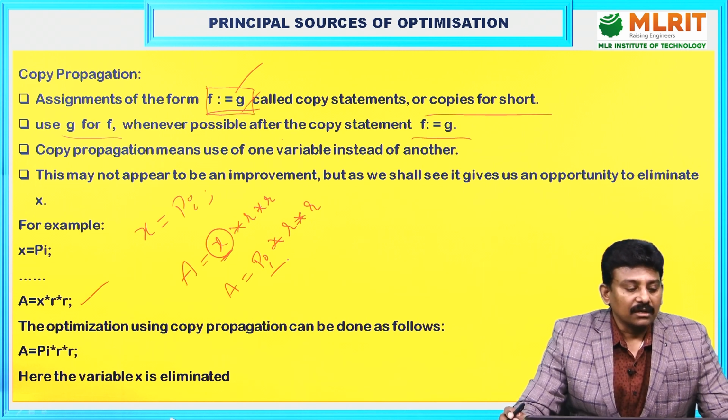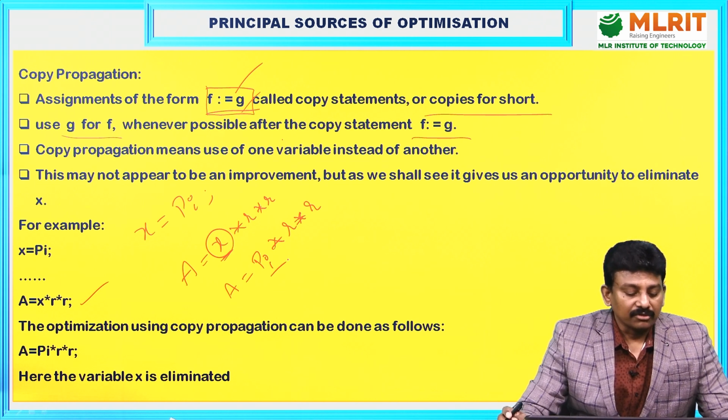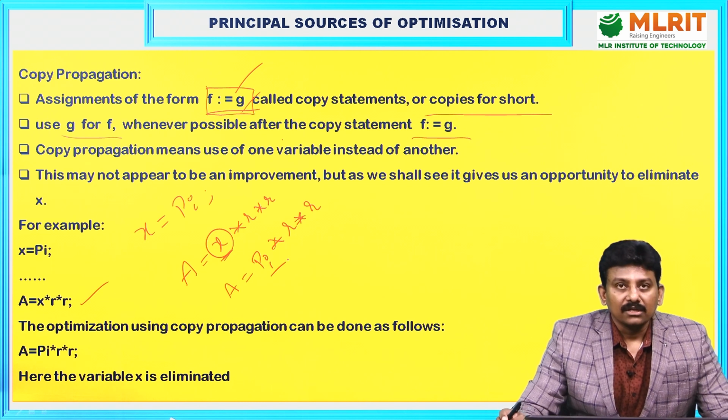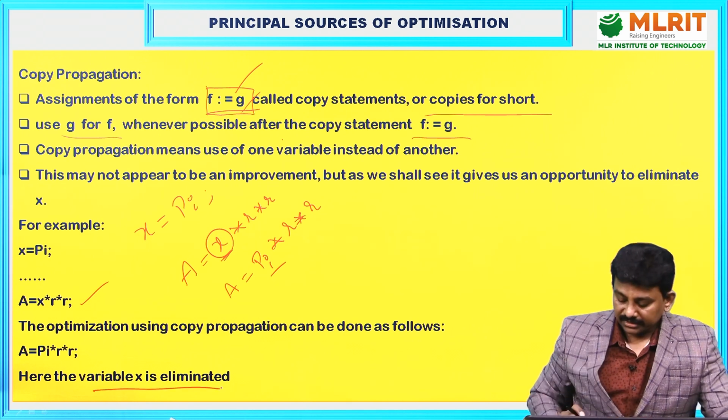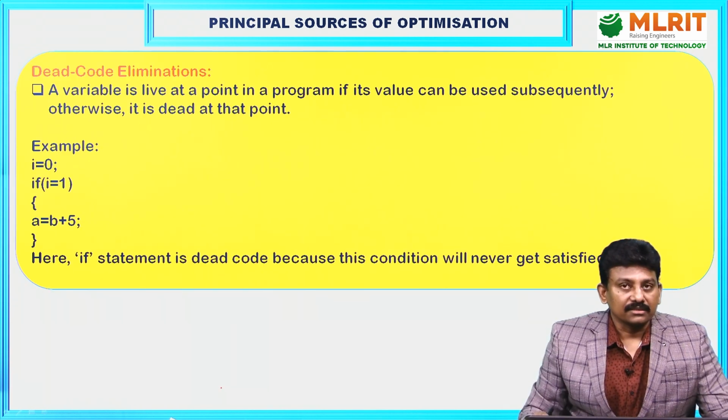That is the advantage of copy propagation. So, wherever possible, we can use copy propagation. Copy propagation means using one variable instead of another variable. Here variable x is eliminated. Next one, dead code elimination. A variable is live at a point in a program if its value can be used subsequently, otherwise it is dead at that point.